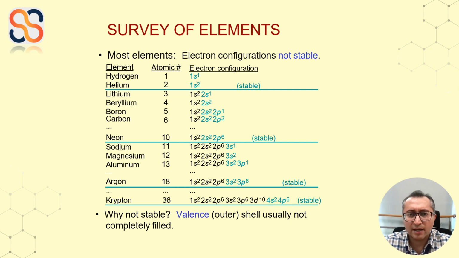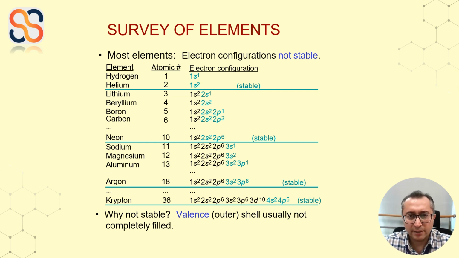Hydrogen has only one electron, and its electron configuration is 1s1. It means it has one electron in the 1s orbital, which is its lowest energy level. Because this shell is not full, hydrogen is quite reactive. It wants to either lose that electron or share it with another atom to become stable.